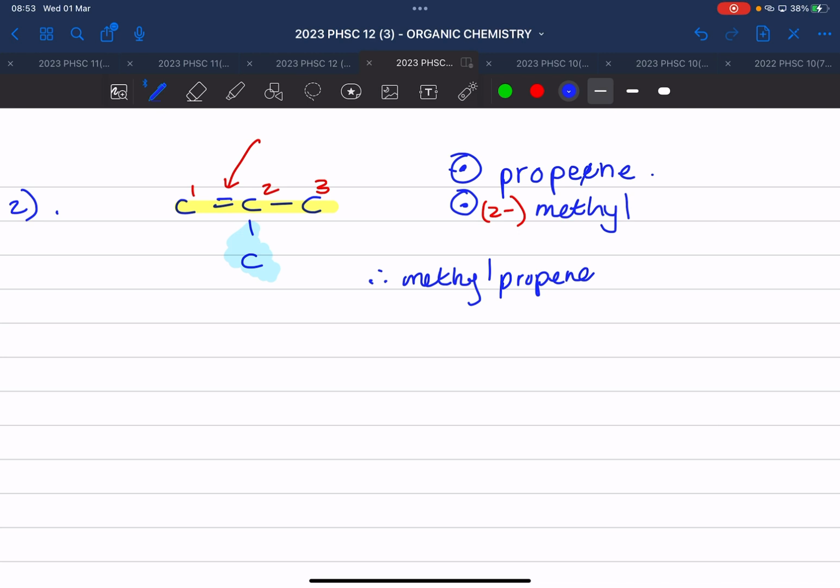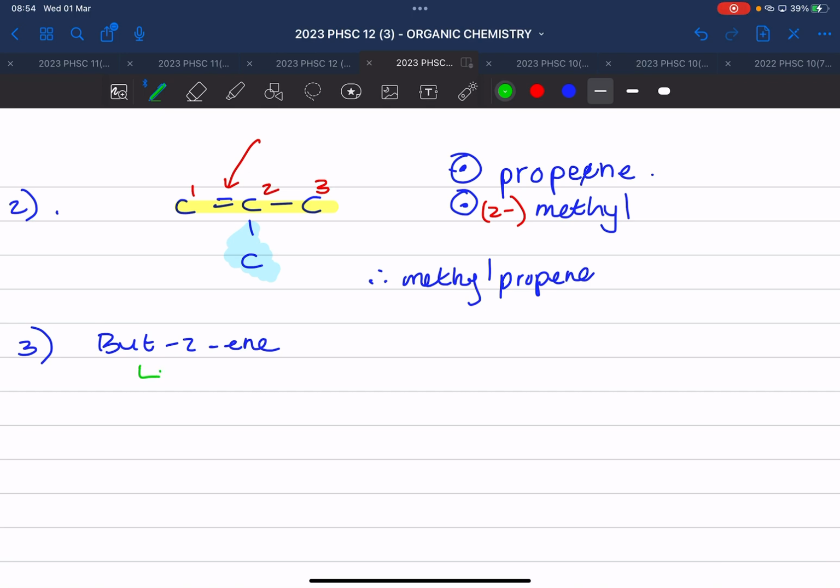Okay, then question 3 they ask: write the molecular formula for compound C. Molecular formula for compound C. Compound C was but-2-ene. They didn't ask for the structural formula. They're not going to draw in all the carbons. They just want the molecular formula.